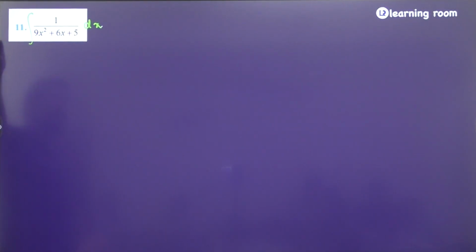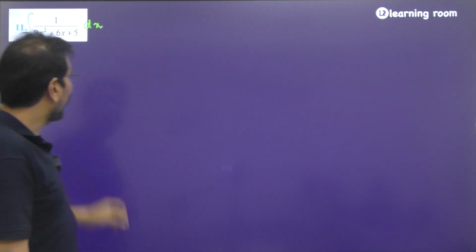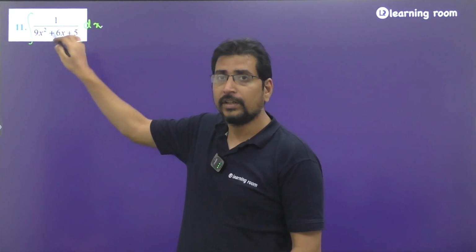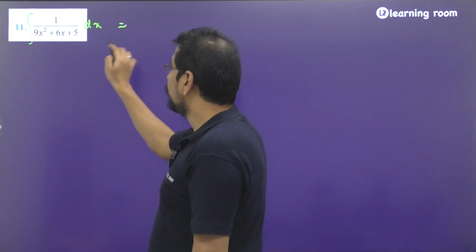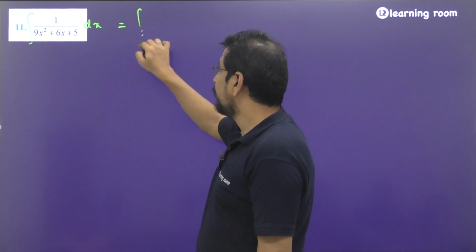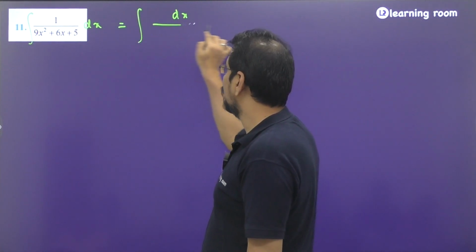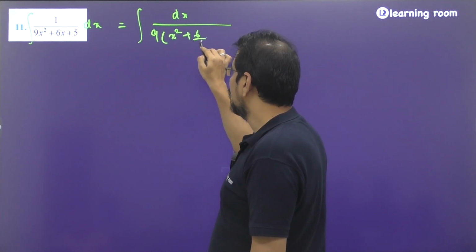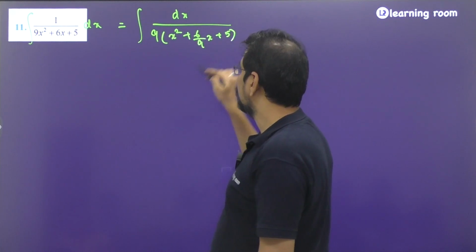So next question is integral of 1 by 9x square plus 6x plus 5. Right. So here also the numerator is a constant, the denominator is a quadratic equation. So what we need to do is follow the completing the square method. For completing the square method, you first need to make the coefficient of x square as 1. So this is going to be integral of dx the whole divided by, if I take 9 outside, it is going to be x square plus 6 by 9 times x plus 5.